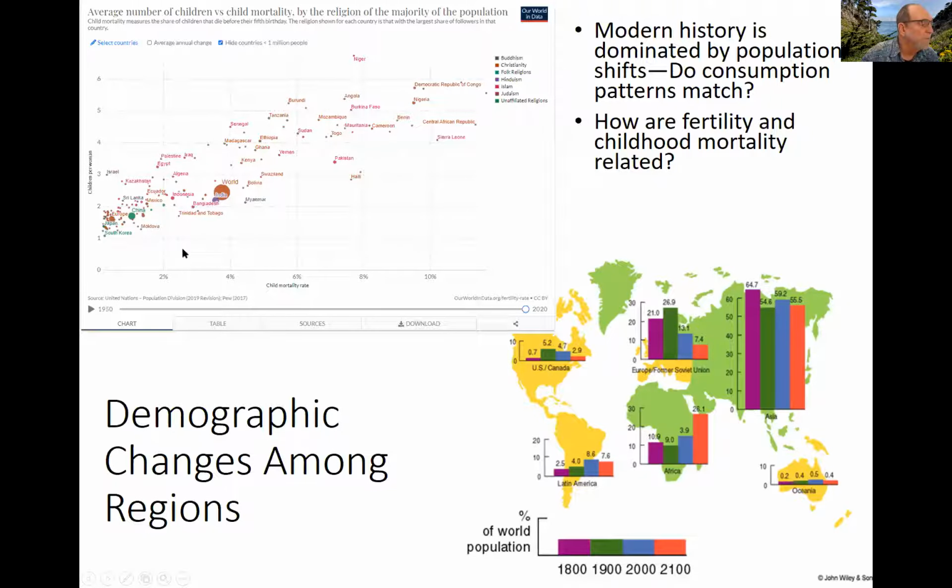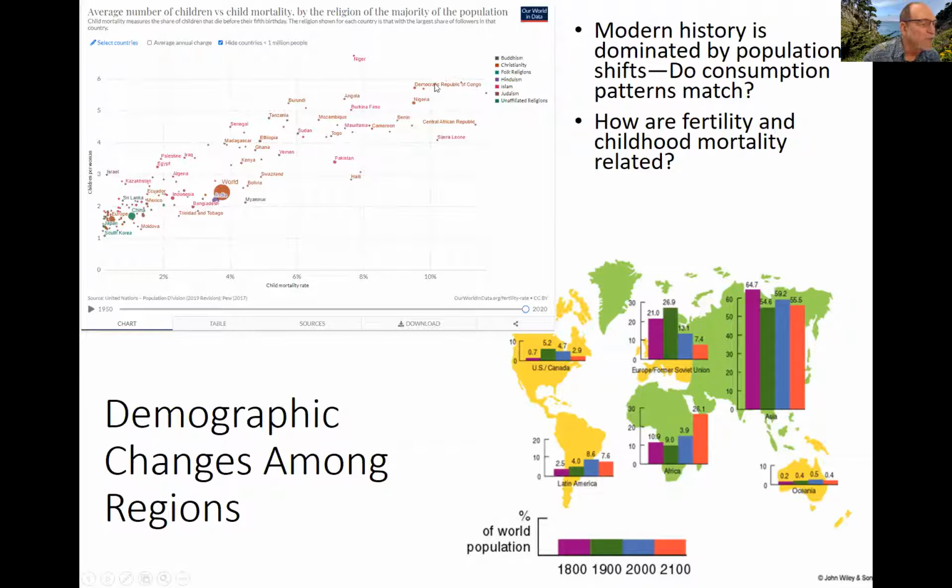So here's a graph that I downloaded just a few minutes ago, and this relates childhood mortality rate. Childhood mortality is the death of children before they reach reproductive age. So the number of children that die, and the expectation of a child to die. And then this is the number of children per woman. You can see very quickly here that in places where childhood mortality is high, there tend to be more children born per woman. And so the total fertility rate tends to be higher.